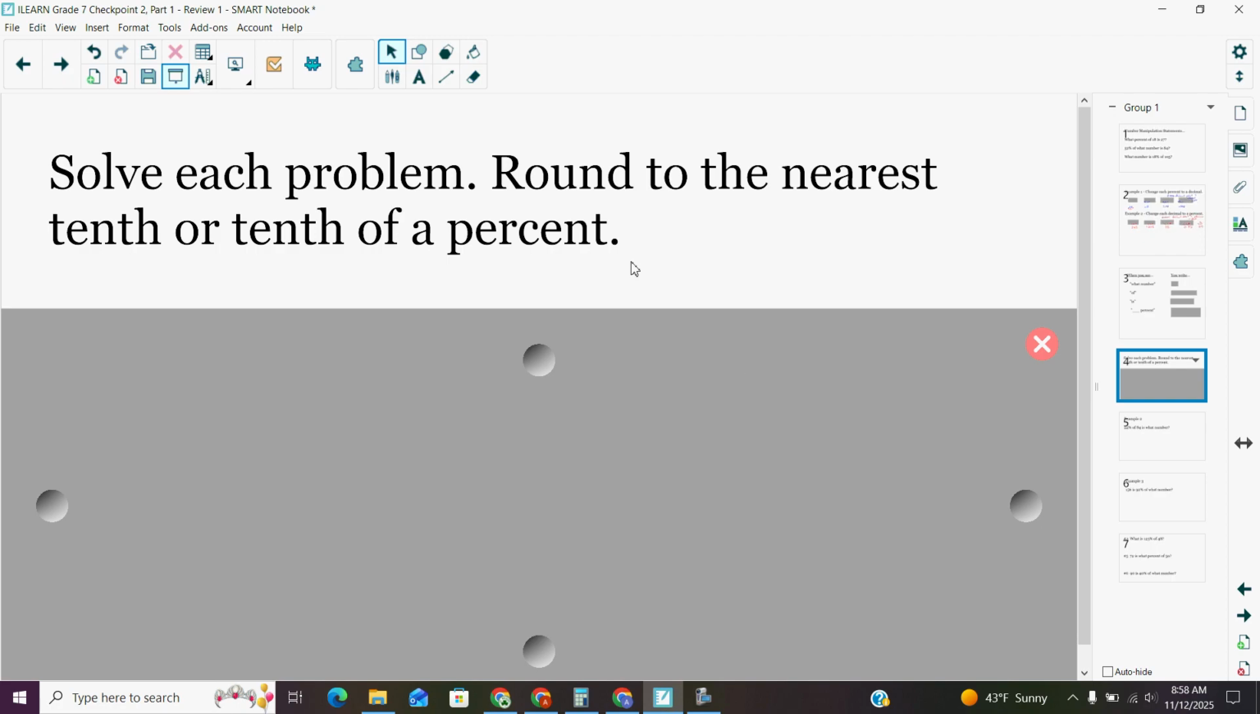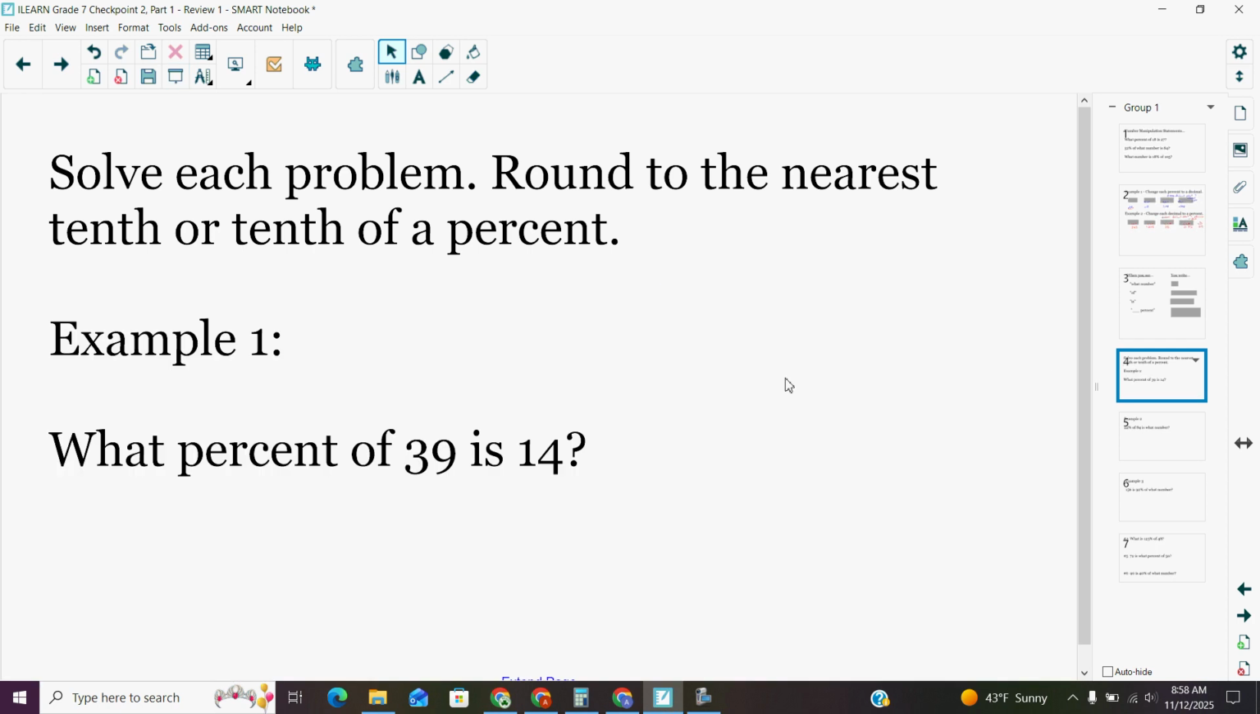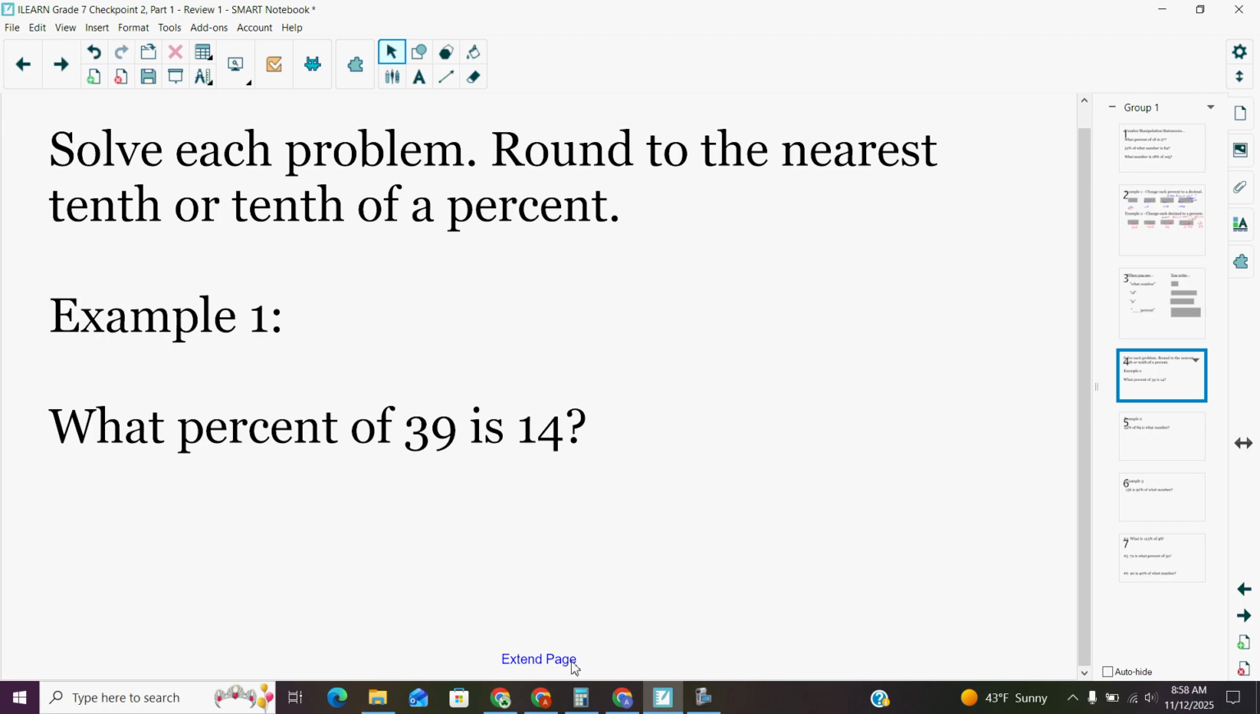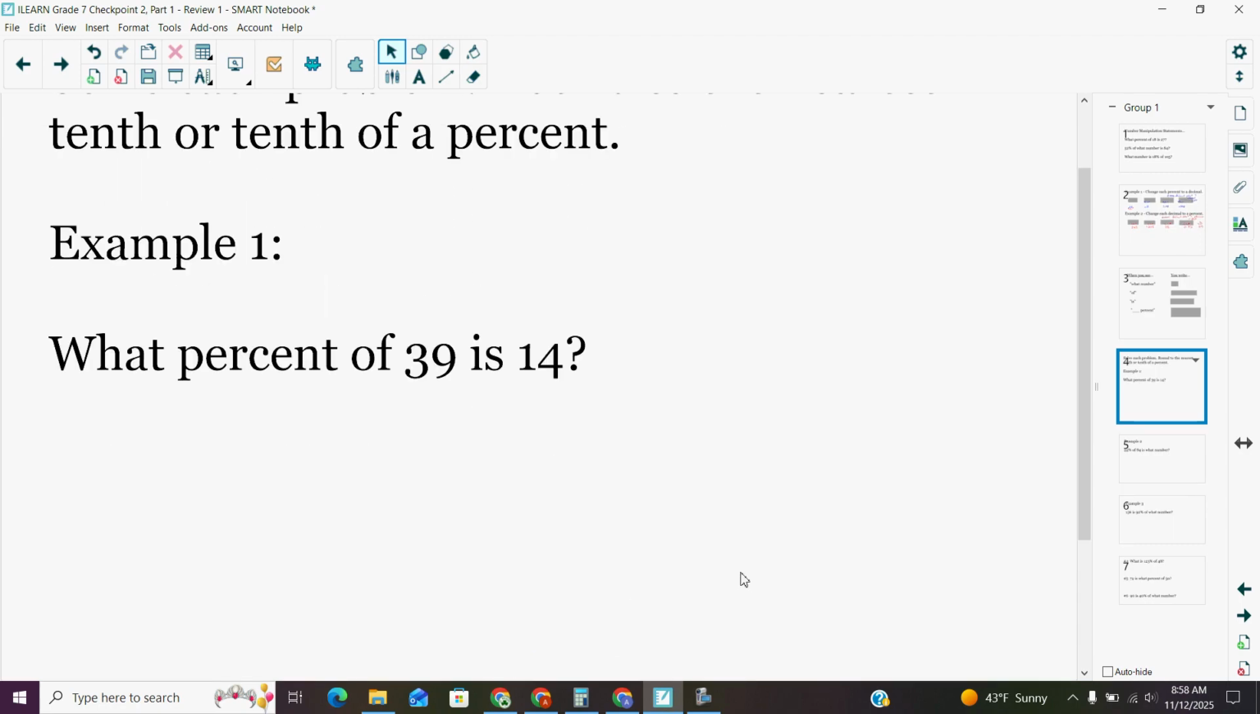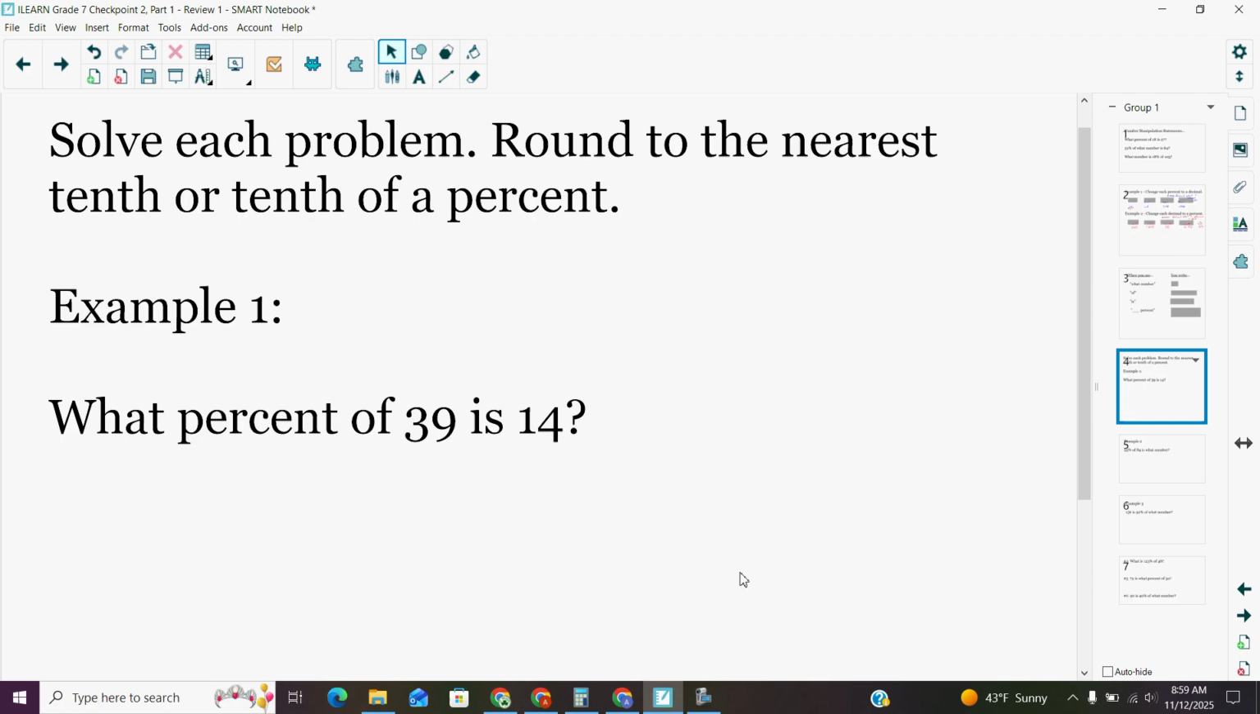So directions here, for each of the following examples, we are asked to solve the problem, and we are going to round to the nearest tenth, or the nearest tenth of a percent if it's asking for a percentage. So example one asks us, what percent of 39 is 14?